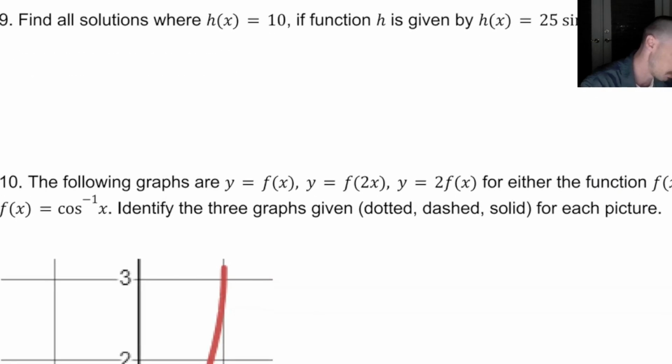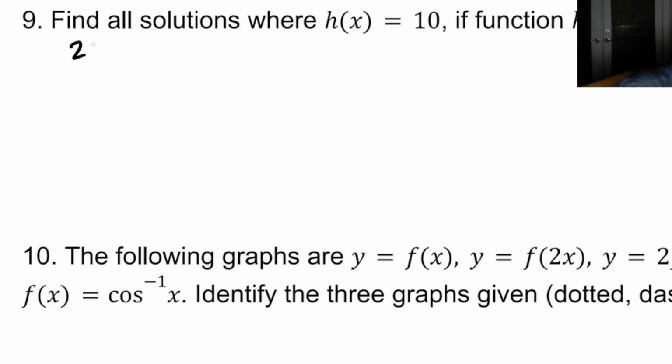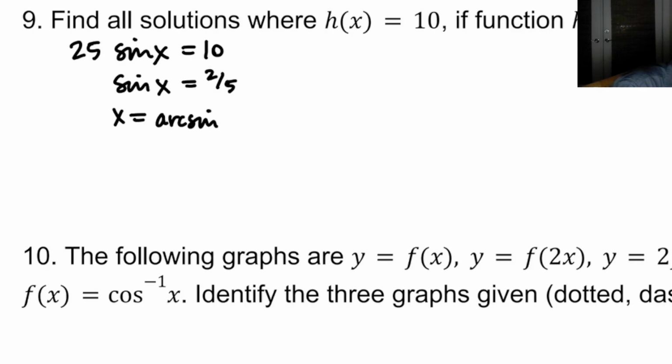All right, find all solutions to the equation h of x equals 10 when h is 25 sine x. All right, happily. So 25 sine x equals 10, and divide both sides by 25, and so 10 over 25, 5, 10, 2 over 5, yeah. And all right, so x is going to equal arc sine of 2 over 5.